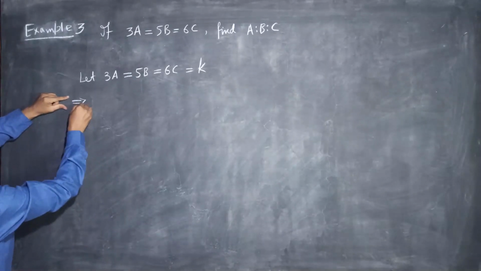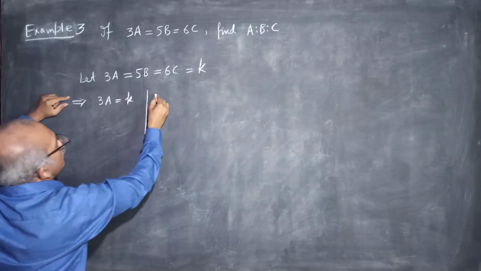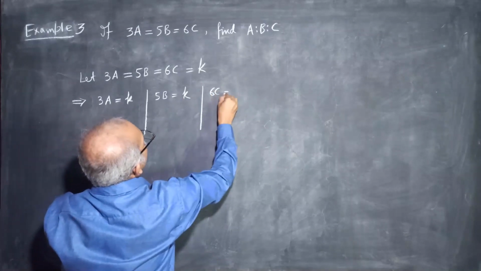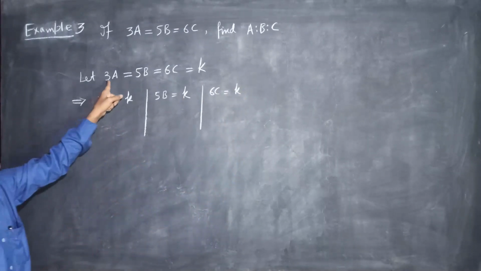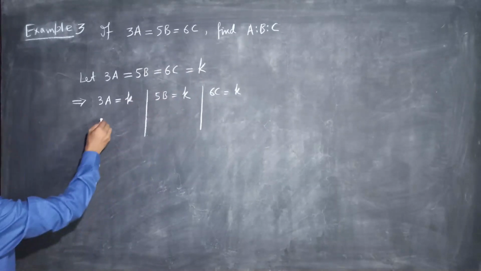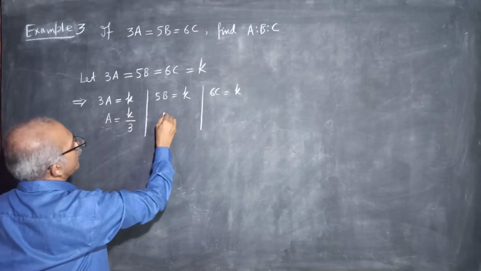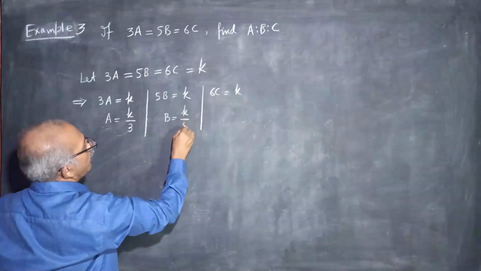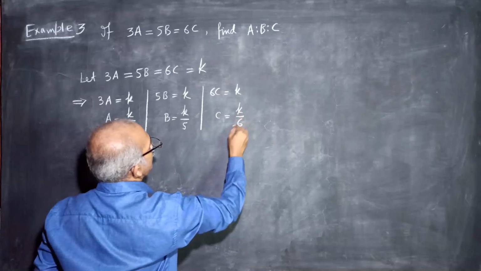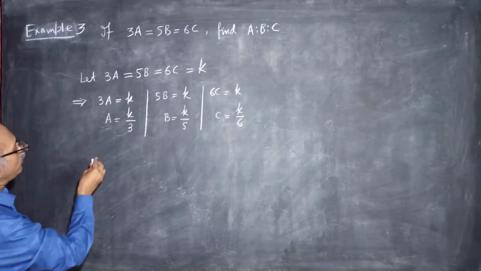This implies 3a is equal to k, 5b is equal to k, 6c is equal to k. Now we shall find a. a is equal to k by 3. b is equal to k by 5. c is equal to k by 6. Now he is asking to find the ratio a is to b is to c.